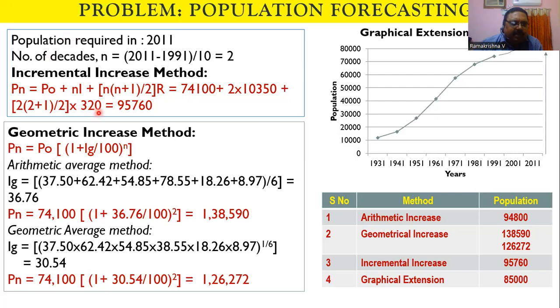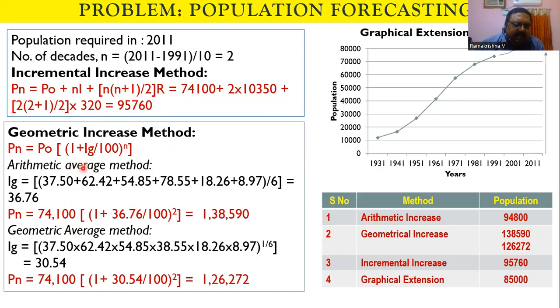That we are substituting here comes out to be 95,760. Then the third method, the geometric increase method. Here, we need to calculate Ig. Ig is nothing but the geometric growth rate. There are two methods, the arithmetic average method and the geometric average method, to compute this Ig.